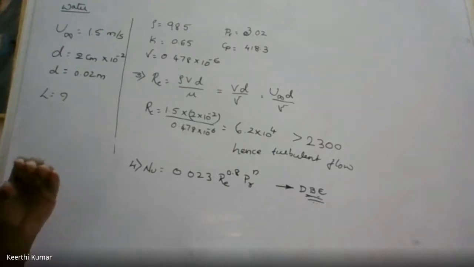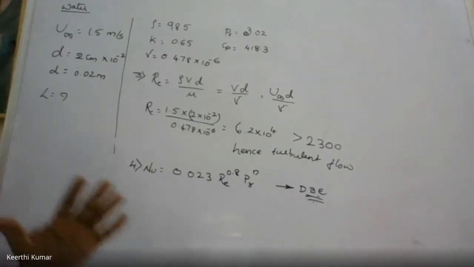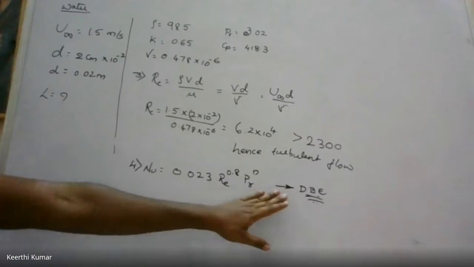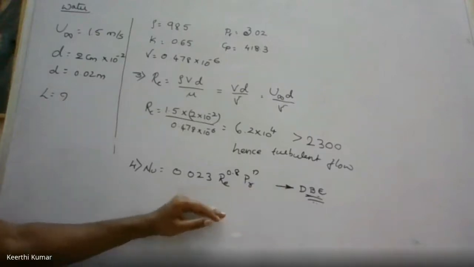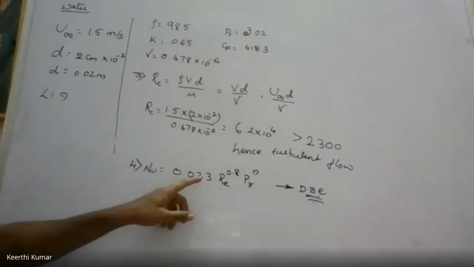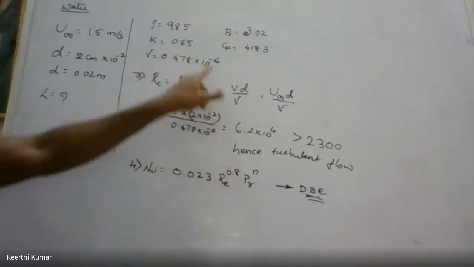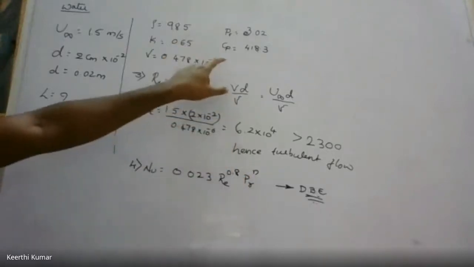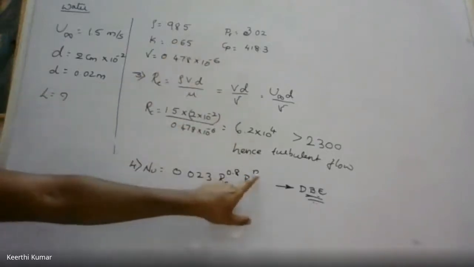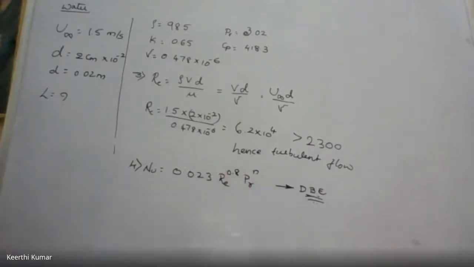If the flow is taking place inside the tube and it is turbulent, you take this Dittus-Boelter equation for the Nusselt number. In this Nusselt number, Re we have no issue. Prandtl number we got from the data handbook of properties. Only unknown is n. What is the value of n? The value of n is given just below that. You take the n value as 0.4 for heating of the fluid and 0.3 for cooling of the fluid.